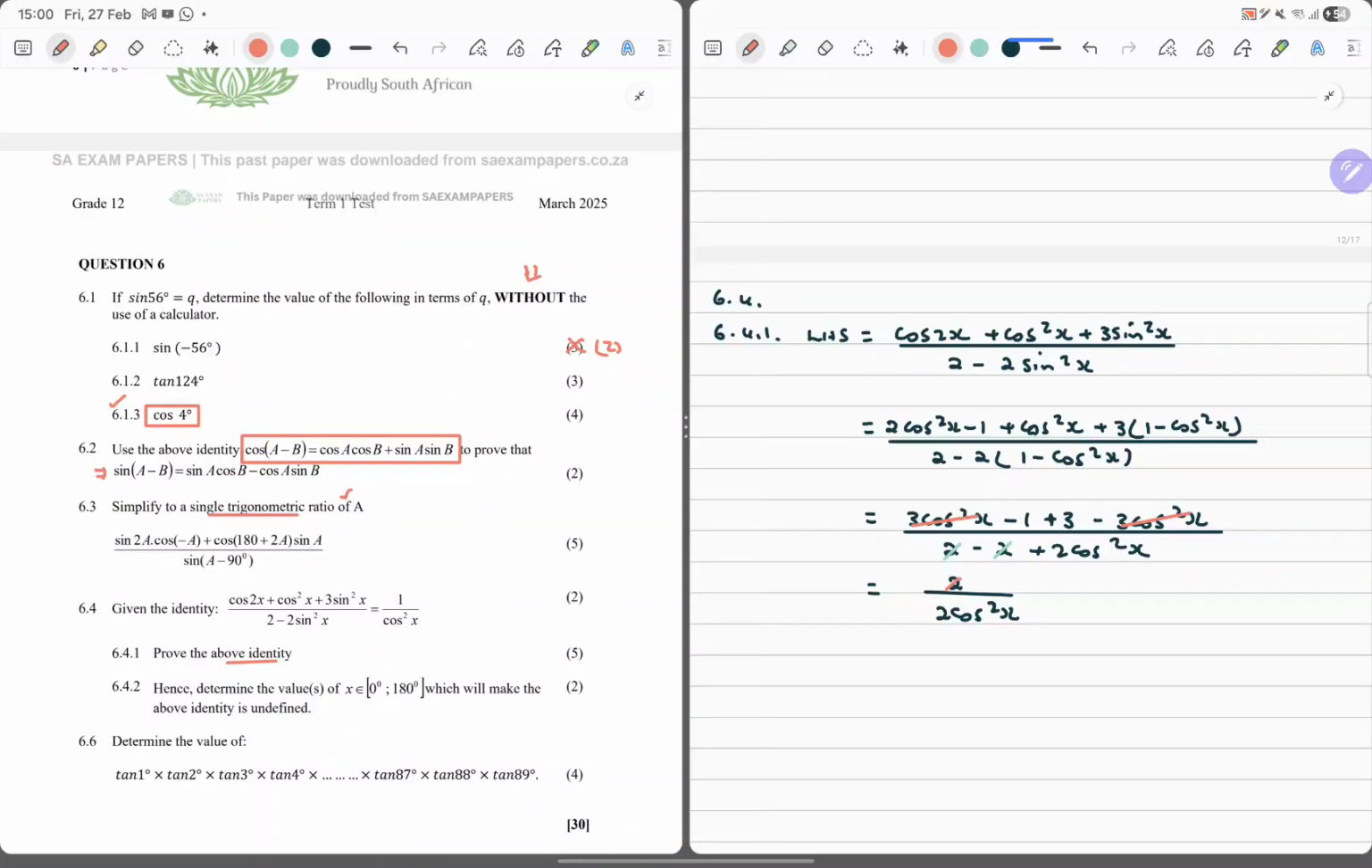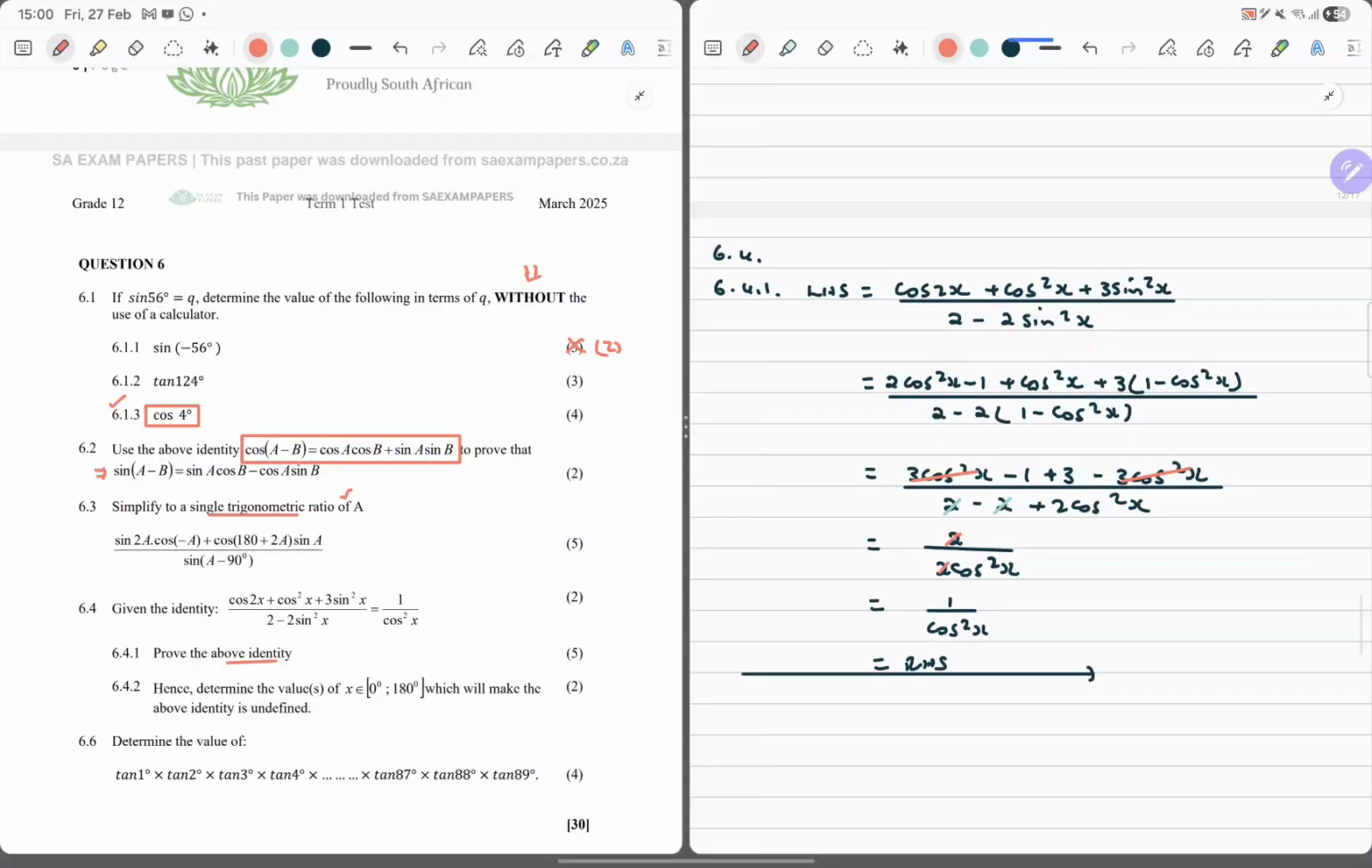Now 2 divides 2 into 1. So this remains as 1 over cos squared x. This is equal to the right hand side. So the identity has been proven. So this one is easy. It's already proving itself. So when we use identities, we get a mark.